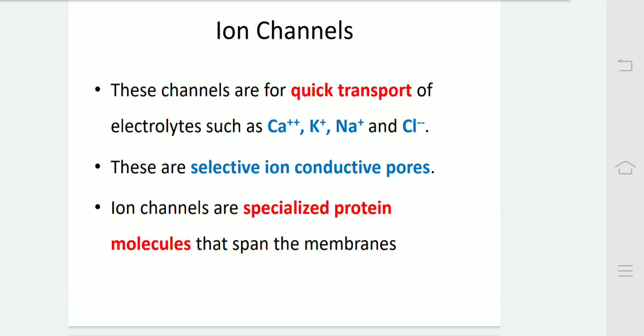These channels are for quick transport of electrolytes such as calcium, potassium, sodium, and chloride. These are selective ion conductive pores. Ion channels are specialized protein molecules that span the membrane.